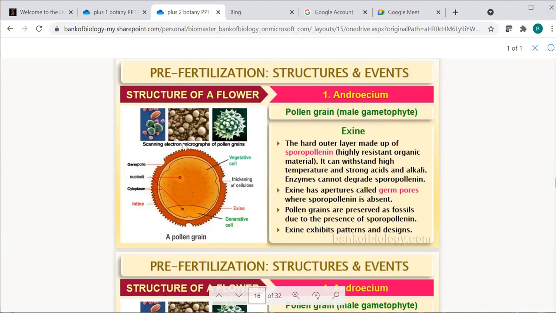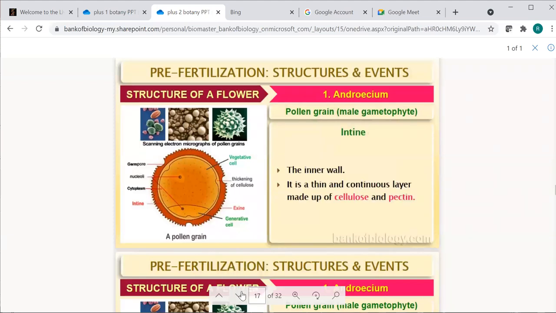We are talking about the outer covering of pollen grain. That is exine, exit. Exine, exit. ऐसे याद रखना. Pollen grains are preserved as fossils due to the presence of sporopollenin. Exine exhibits patterns and designs. The next we'll talk about intine, inside.